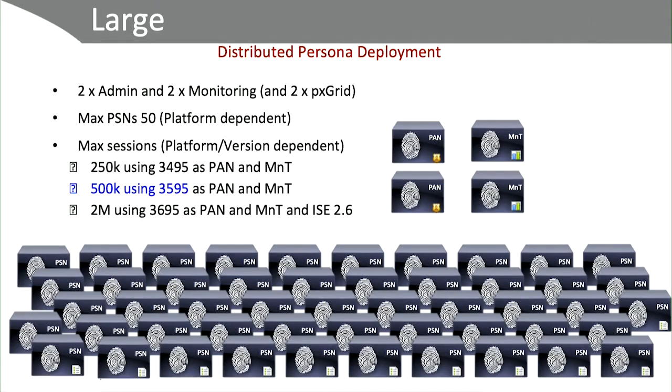When we talk about the max sessions for this large distributed deployment, as you can see, we scale anywhere from 250,000 to 2 million. The 2 million is on the newer hardware with the newer version of code. The scalability numbers are platform dependent, so please keep that in mind when designing your environment. And last but not least, as an optional design decision, we could have 2 dedicated pxGrid nodes that serve up this environment.